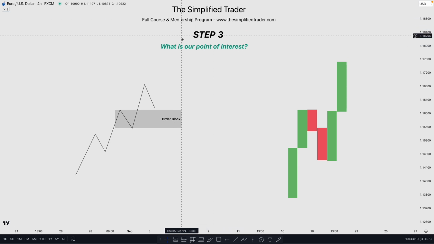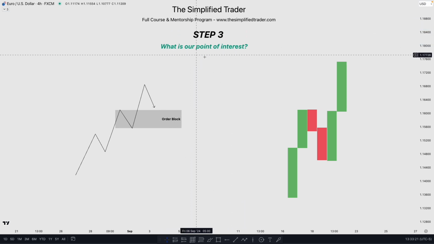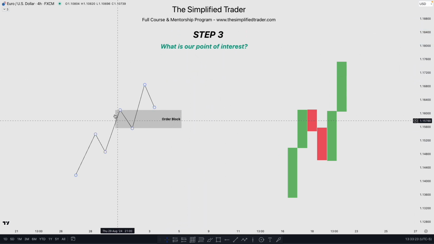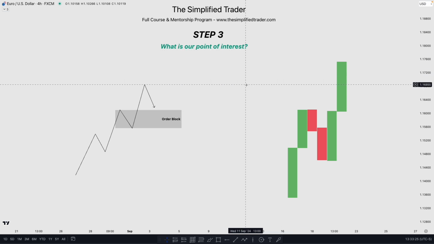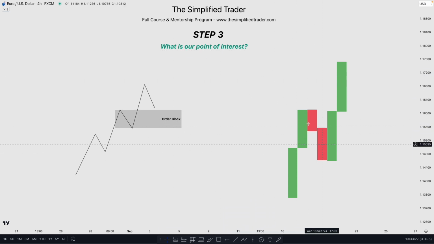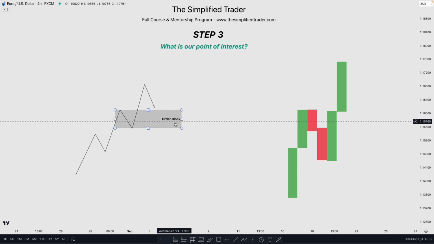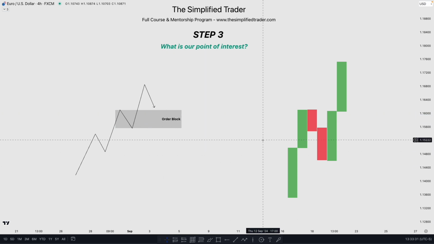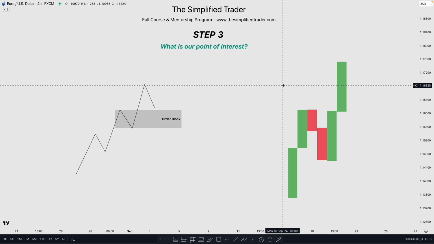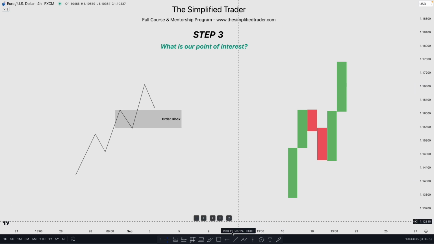So, step number 3. What is going to be our point of interest? Well, in this model of trading, I want you to only focus on opposing closed candles or an order block. If you're not familiar with order blocks, I do have an in-depth video on order blocks explaining that on my channel.